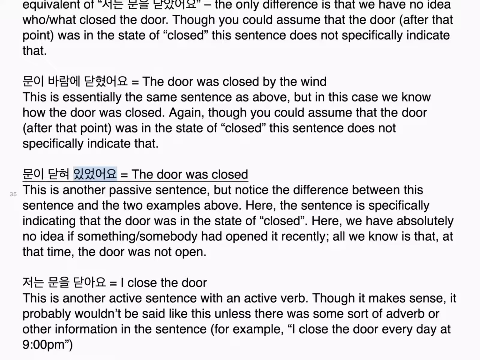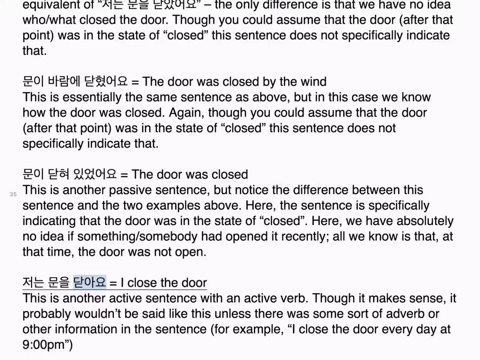문이 닫혀 있었어요. The door was closed. This is another passive sentence, but notice the difference between this sentence and the two examples above. Here, the sentence is specifically indicating that the door was in the state of closed. Here, we have absolutely no idea if somebody had opened it recently. All we know is that, at that time, the door was not open.